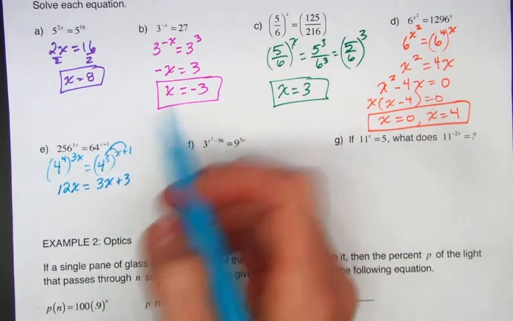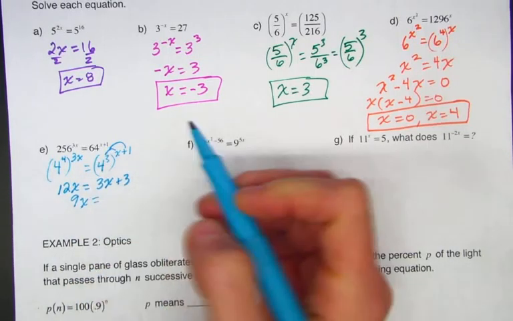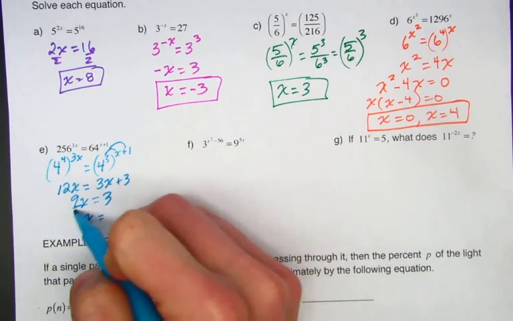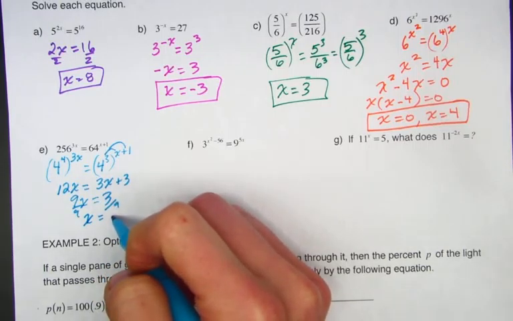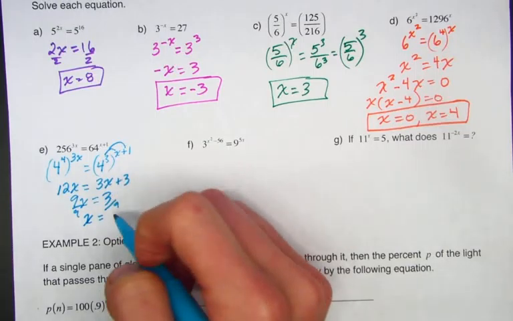What are we going to do to solve? So we get 9x equals 3. Therefore, x is? What's 3/9? So x equals 3... Anybody reduce? Did someone say it? You might have said it. I didn't. 1/3.